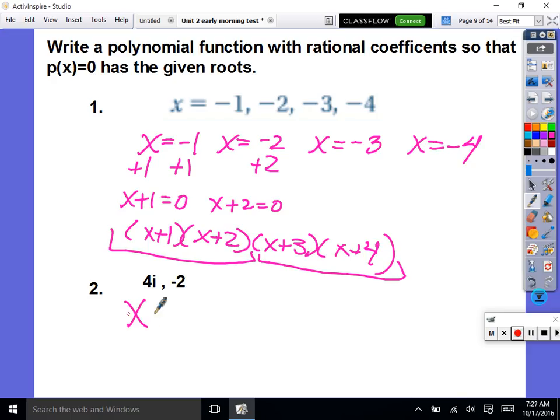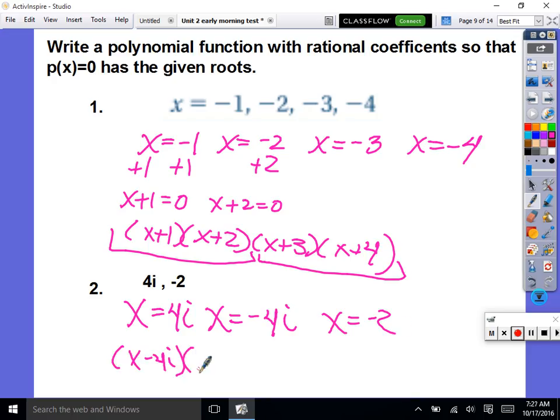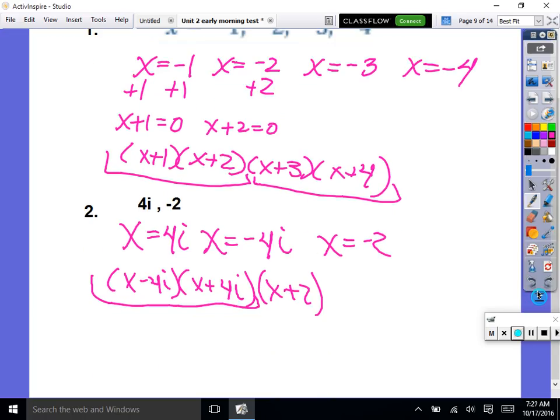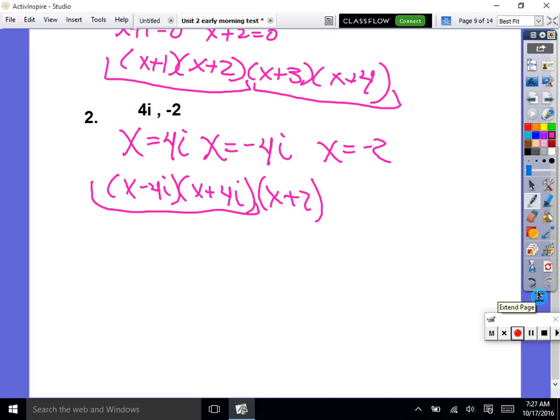Okay, let's do this one. So we know x is equal to 4i, so x is also equal to what? Negative 4i, and then we have x is equal to negative 2. That's conjugate is not a root. So going backwards, won't this become x minus 4i times x plus 4i, right? Times x plus 2. Multiply those two together first, right? Everybody? Okay. If your answers come out with i's in the end, you've done something wrong in your simplification. They're going to come out perfect polynomials. Does that make sense? Yes.